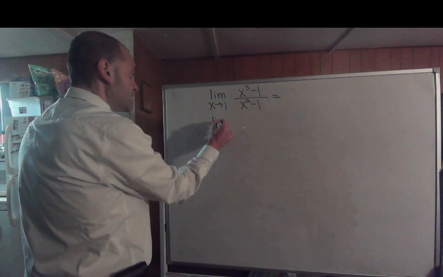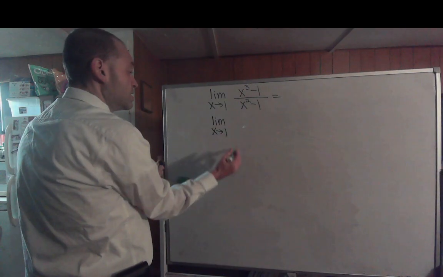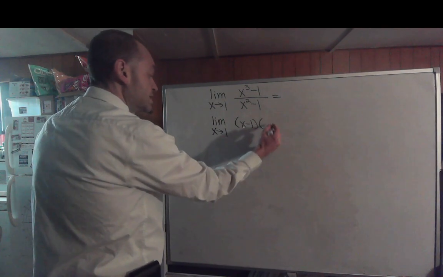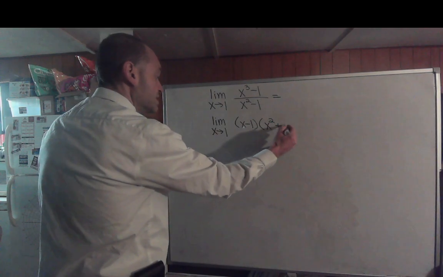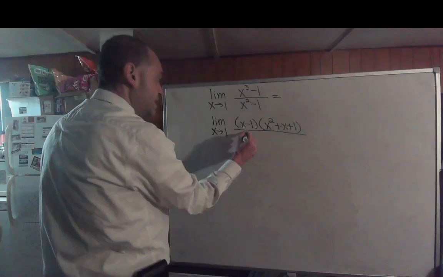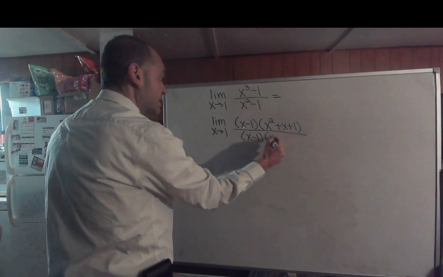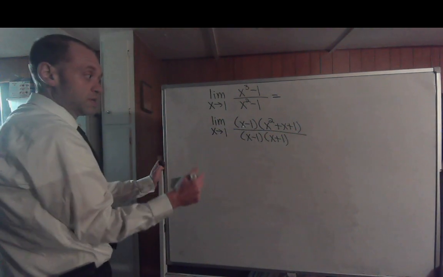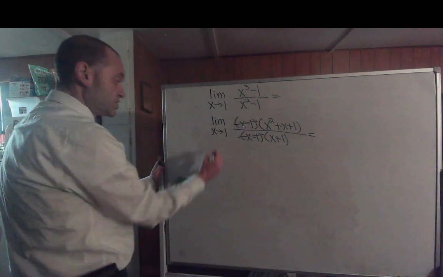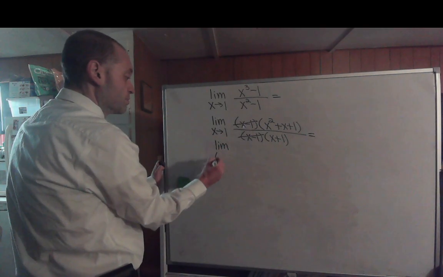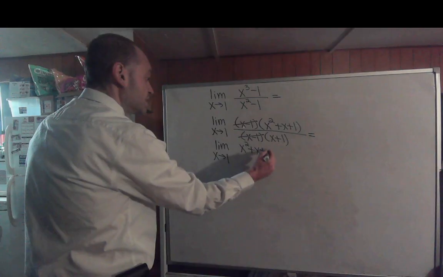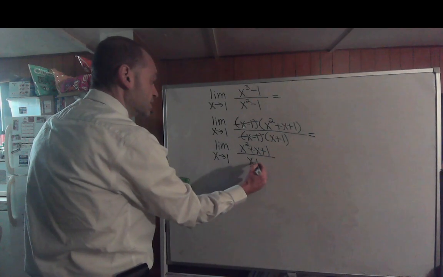So the limit as x approaches 1, let's factor the numerator. That should factor into the quantity of x minus 1 times the quantity of x squared plus x plus 1 divided by your denominator. You factor that, you should get x minus 1 times x plus 1. Well, what do you notice? You have a common x minus 1 that'll cancel out between the numerator and denominator. So let's rewrite this now in its factored form. The limit as x approaches 1 of x squared plus x plus 1 divided by x plus 1.